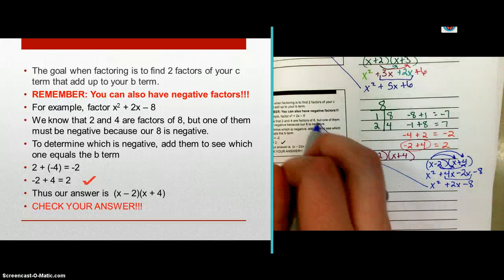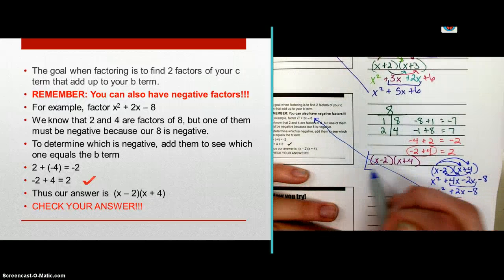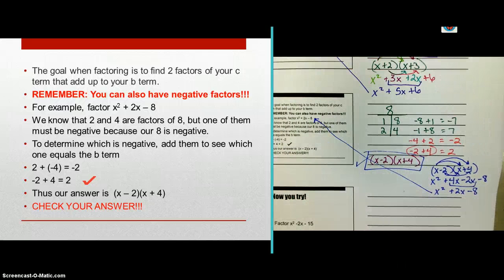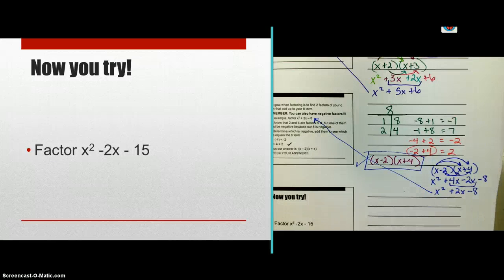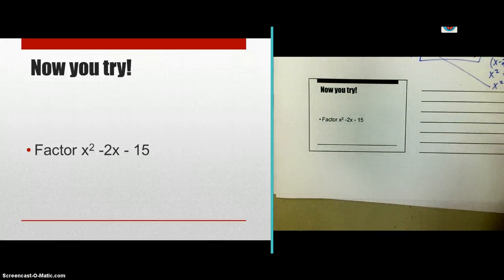And we can see that this does indeed match our original equation. So therefore, these factors that we got are correct. Okay? Always check your answer. So now you try one. Factor x squared minus 2x minus 15.